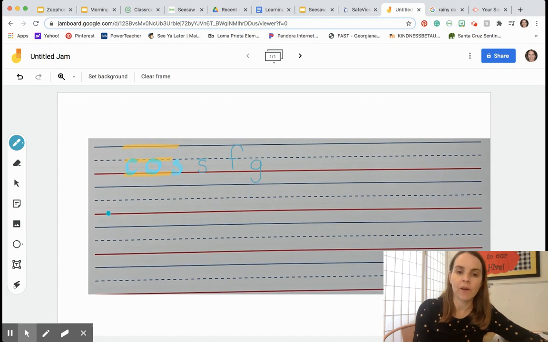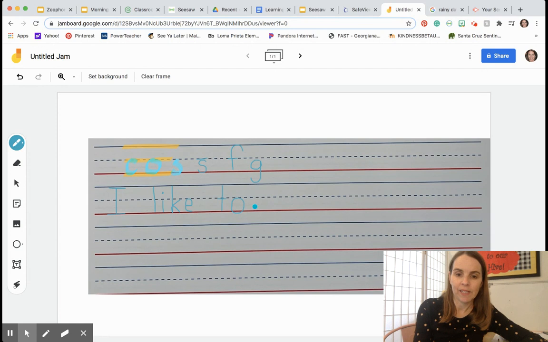So when you start writing, see if you can keep that in mind. If I want to write, I like to splash in puddles, I'm going to start here. I. Remember, our capital letters are tall letters. Like. To. Here's our O, up and around.